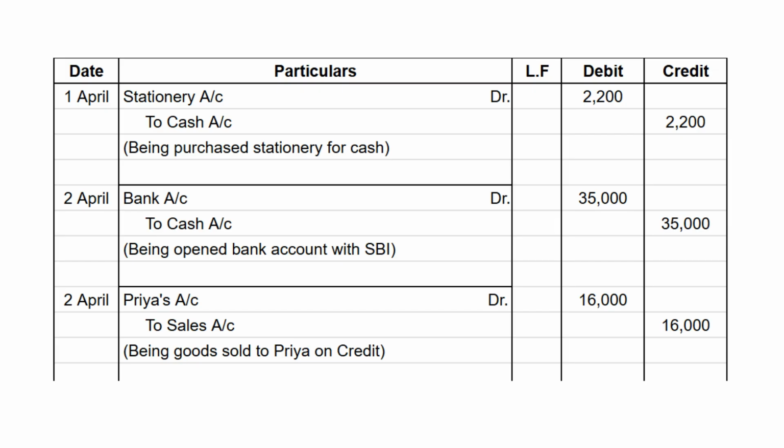2nd April, Priya's account debit 16,000 rupees on the debit side, to sales account credit side 16,000 rupees, and the narration is being goods sold to Priya on credit. Next.